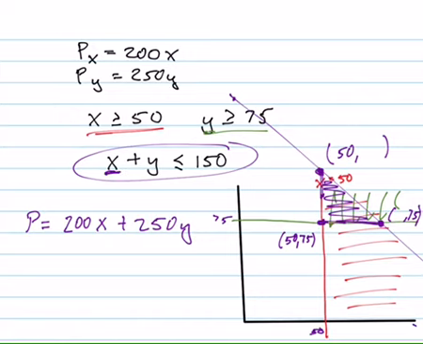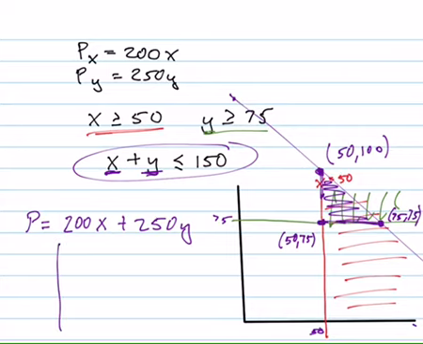So if I plug 50 in there, that's got to be 100. And if I plug 75 in there, it's got to be 75. If I plug 75 into there, it's got to be 75. So there are my points. Now let's just find out which one maximizes my profit.